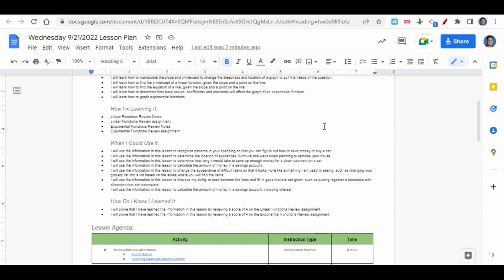in a savings account, to change the appearance of difficult tasks so that it looks more like something you are used to seeing, such as changing your grocery list into a list based on the aisles where you will find the items, to improve your ability to read between the lines and fill in gaps that are not given, such as putting together a bookcase with directions that are incomplete, and to calculate the amount of money in a savings account, including interest. How do you know you learned it?